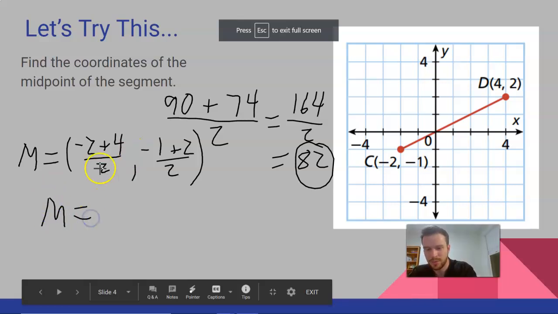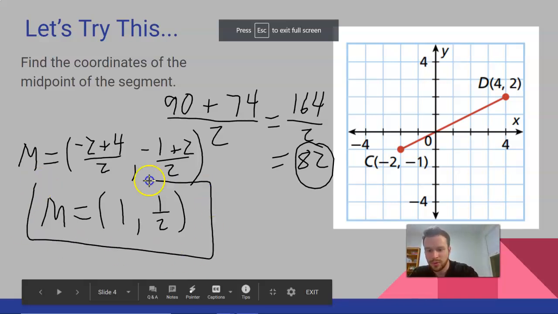So the midpoint is -2 plus 4 is 2. 2 divided by 2 is 1. -1 plus 2 is 1. 1 divided by 2 is 0.5, or you can just leave it as 1/2. There are the coordinates of the midpoint. Now, we can see where this falls on the graph. 1 to the right, up 1/2, and there's our midpoint.